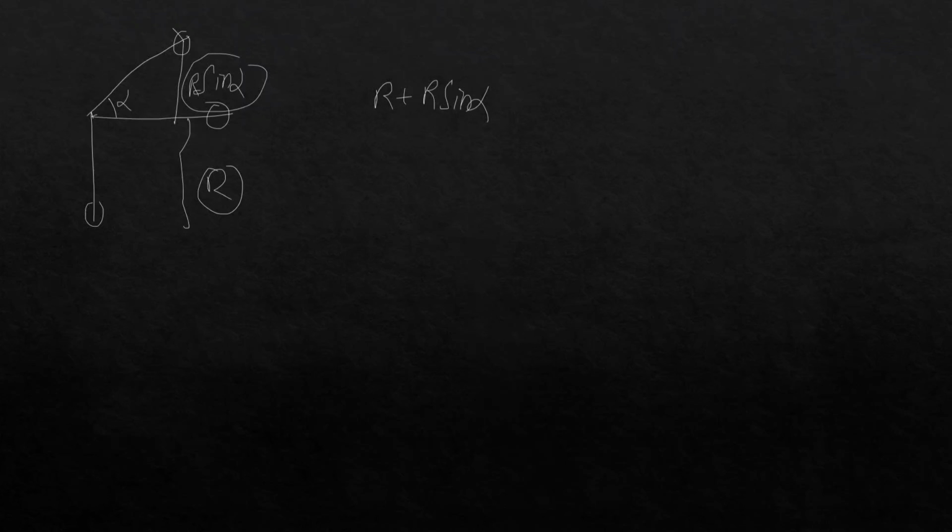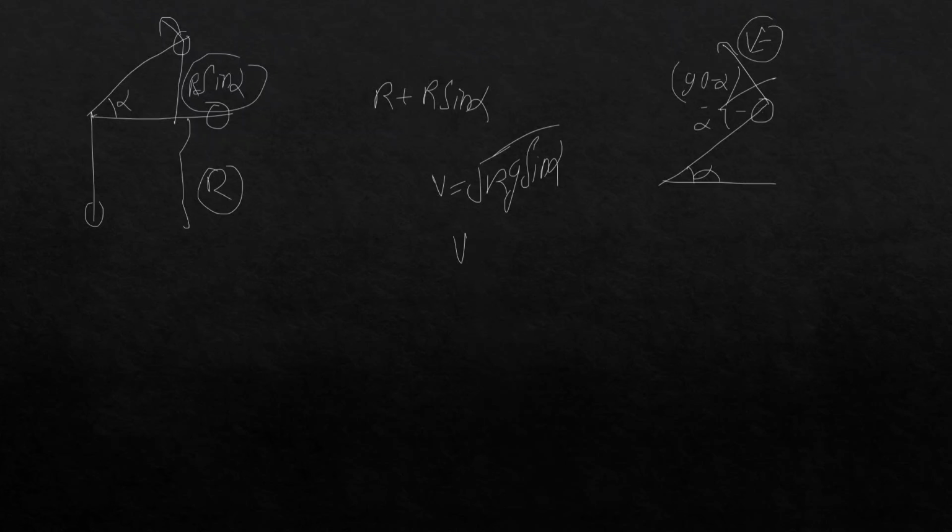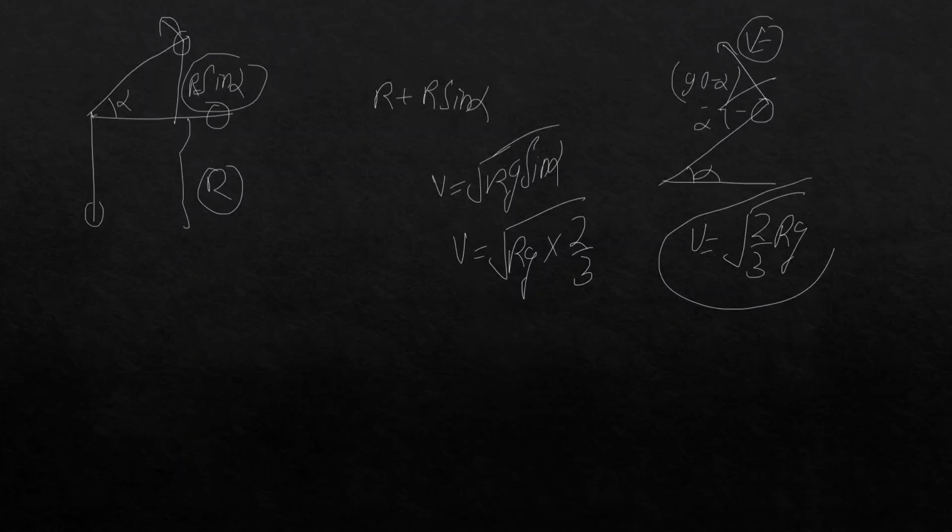Now after leaving from here, it will become a projectile motion. Let's see how it becomes projectile motion. It has converted into projectile motion, and this will be alpha and this will be 90 minus alpha. So we have to calculate the velocity of the projectile motion. What is the velocity at that point? That will be the velocity of the projectile motion, because velocity is not going to change now at 2 by 3. So the velocity of the projectile motion is the square root of 2 by 3 Rg.